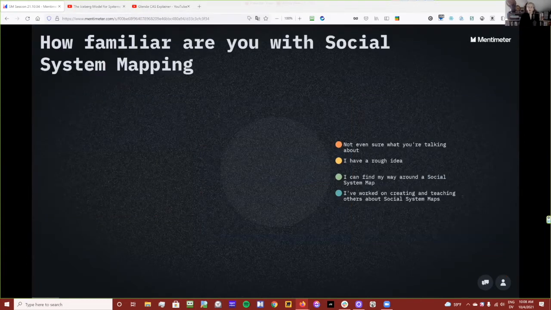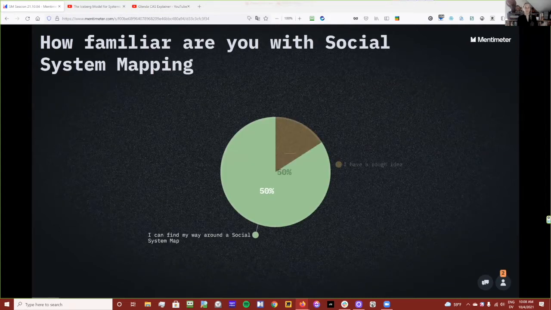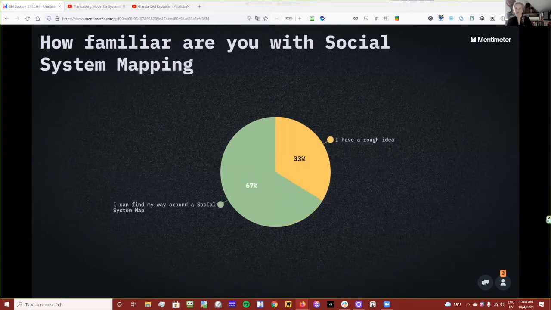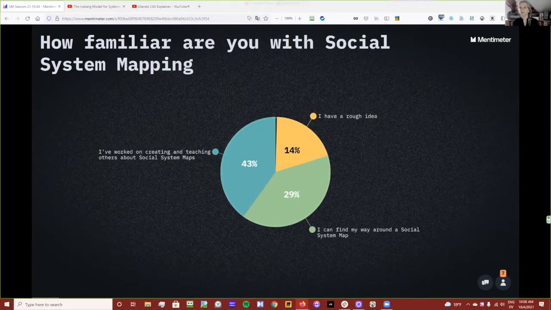Part of the way we're going to organize the day today is to understand how familiar everyone is with social system mapping. Some of you are super familiar and have made a number of these maps yourselves and have worked in your communities for a long time with a social system map. And some of you potentially have never even seen one. So we want to have a sense of where everyone is at with that.